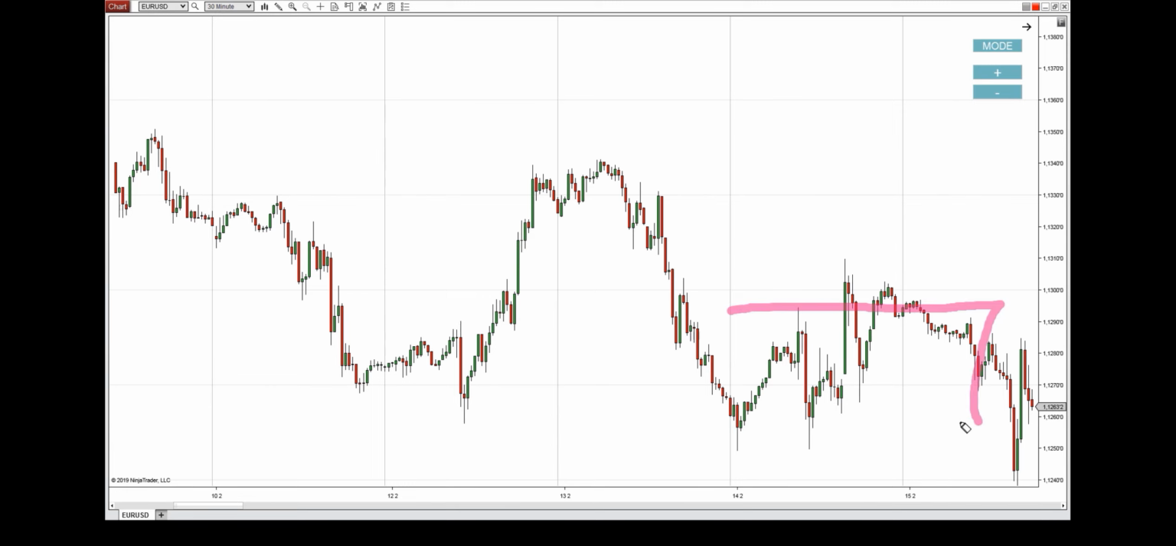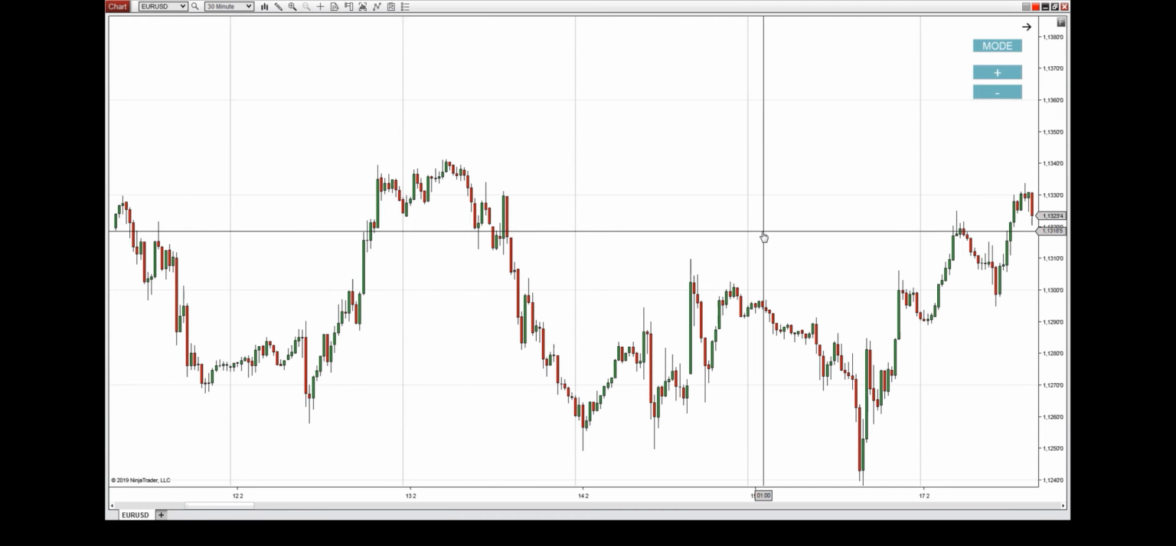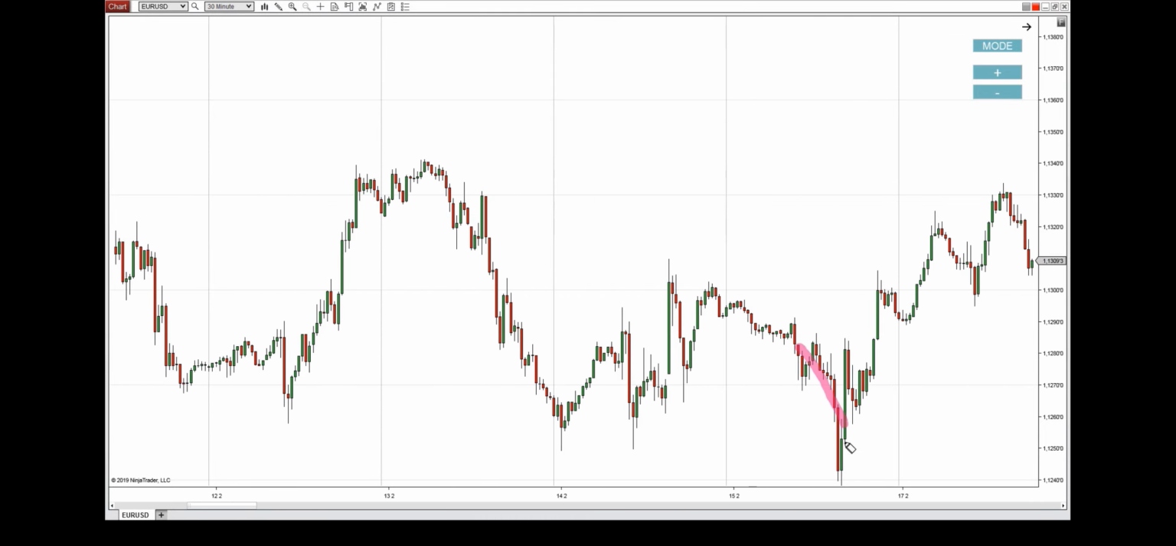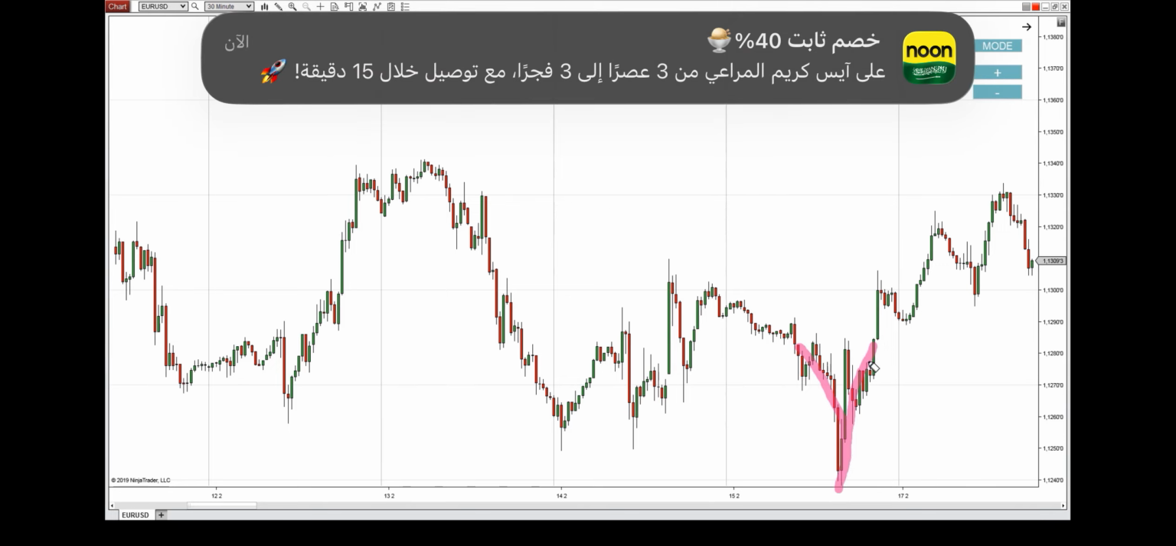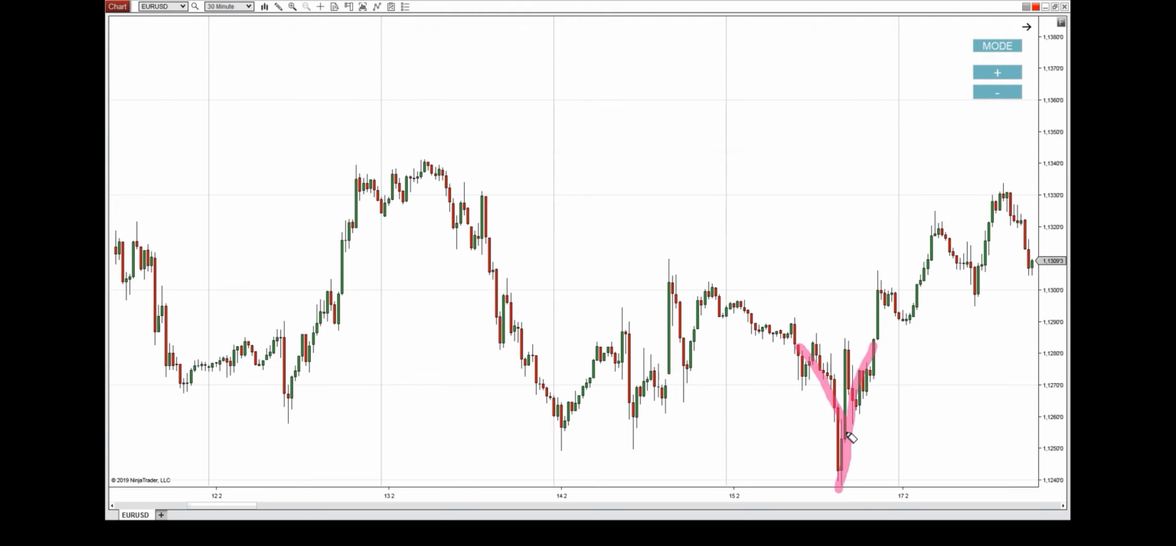No more trends in this area, only rejections of higher prices, lower prices, rejection of higher prices, rejection of lower prices. This is the balanced area, all right? And then again, you can see that there is a rejection of lower prices in here, a pretty sharp one, but this time it starts a trend, all right?